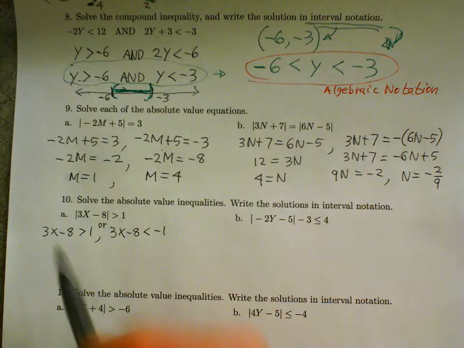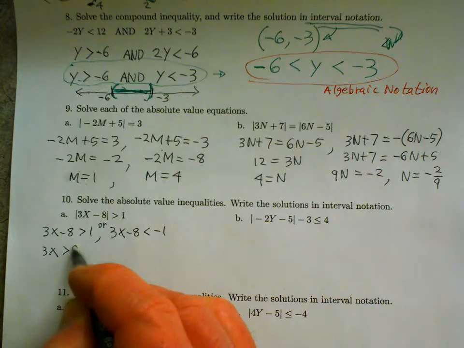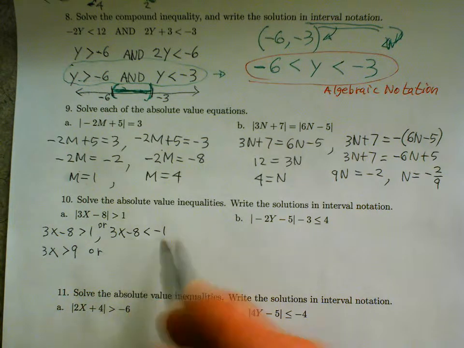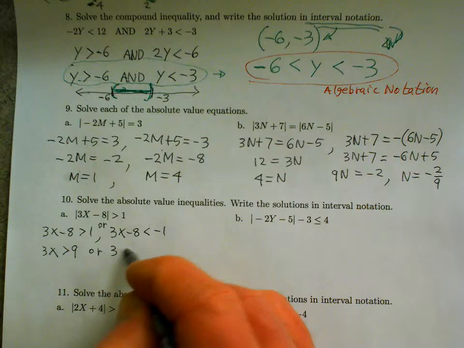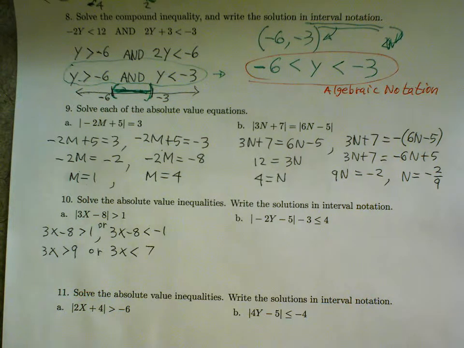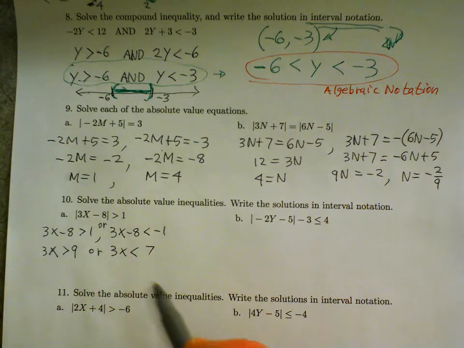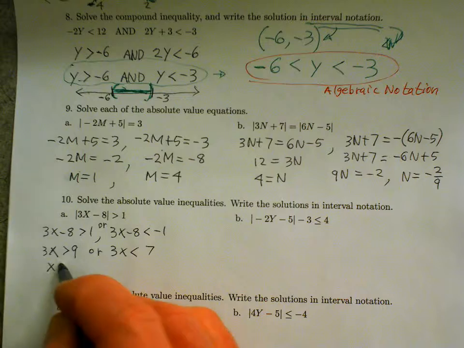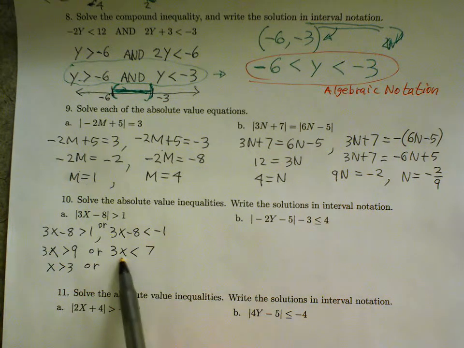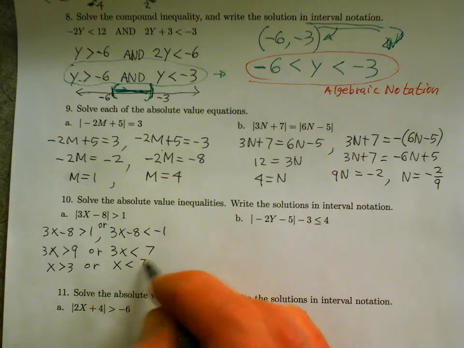Add 8 to both sides, we get 3x is greater than 9. And then or add 8 to both sides of this, we get or 3x is less than 7. Then divide both sides by 3. 3x greater than 9, that means x is greater than 3. And then divide both sides of this by 3, we get x is less than 7/3.